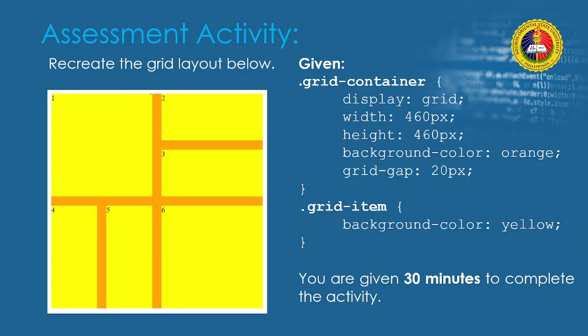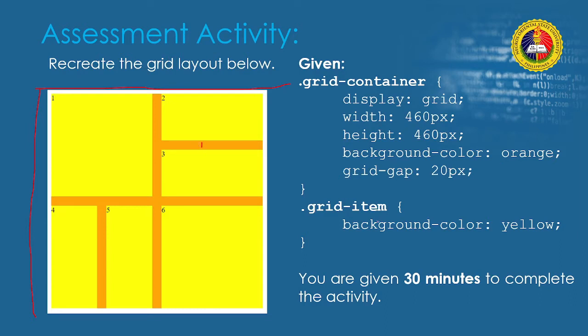So again, we will have an activity. You're going to recreate this grid layout below. So here are the givens. The grid container, the display is grid. The width is 460, and the height is 460 as well. Okay? And then the background color is orange, and the grid gap is 20 pixels.